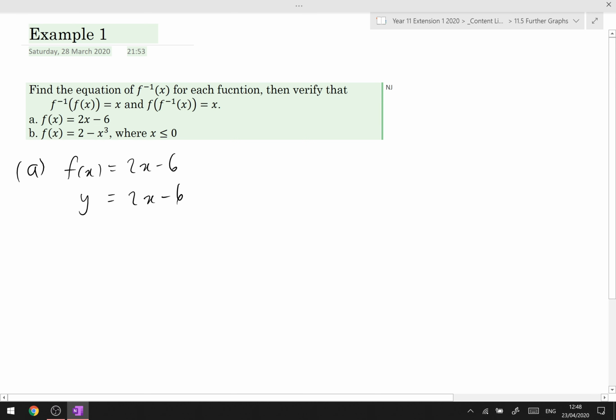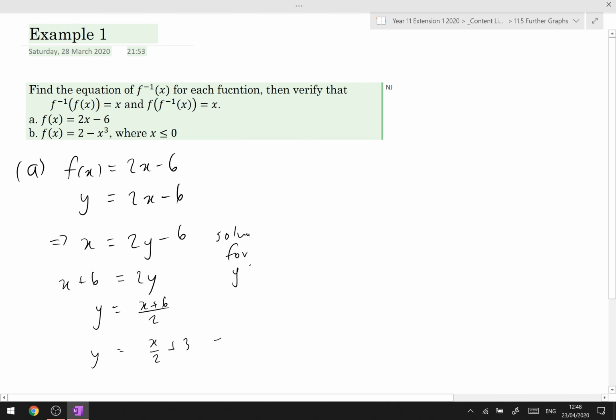And then I'm going to swap these around, so then that becomes x is equal to 2y minus 6, like that. Okay, and then I'm going to solve for y. So x plus 6 is equal to 2y. Okay, so then y is equal to, divide everything by 2, so it is x plus 6 on 2. Or y is equal to x on 2 plus 3. Okay, to finish it off, I just need to rewrite it with f of -1. So f of -1 of x is equal to x on 2 plus 3.